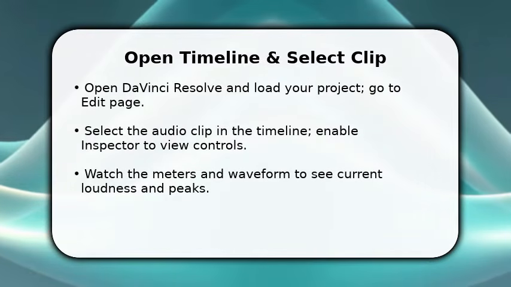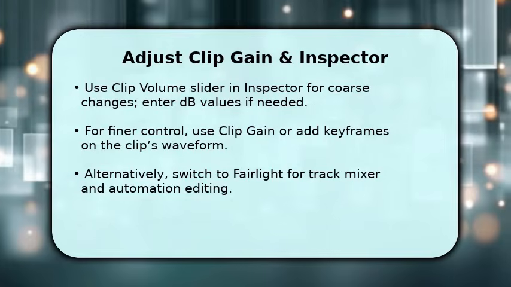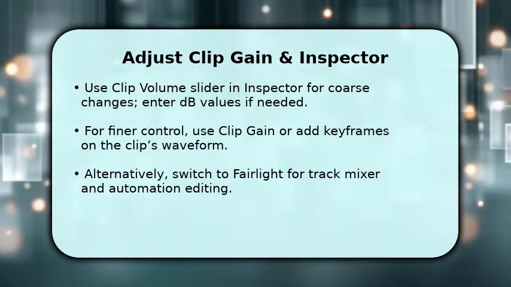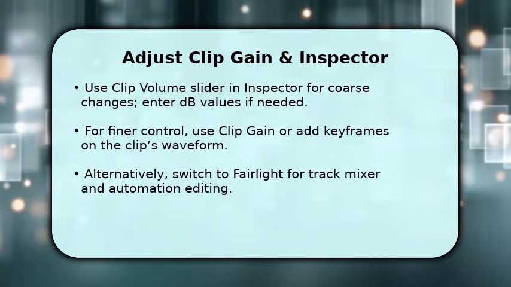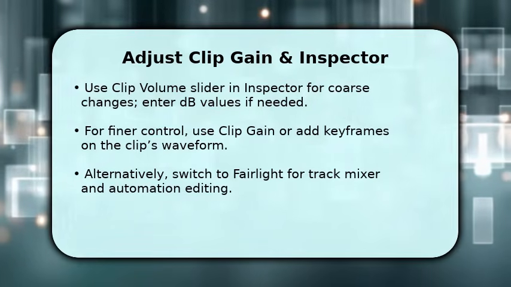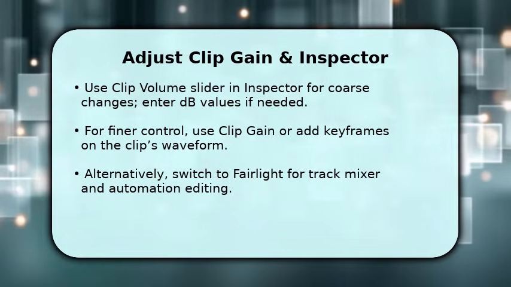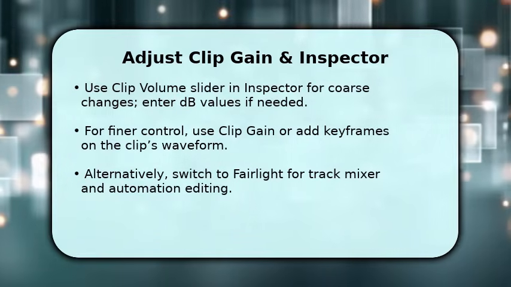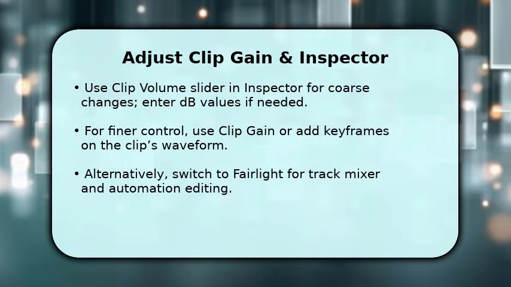You can change overall loudness quickly with the clip volume slider in the inspector. Type a dB value for exact results. If you need nuanced changes, use clip gain or add keyframes directly on the waveform to raise or lower parts of the audio. This is how you fix inconsistent levels.